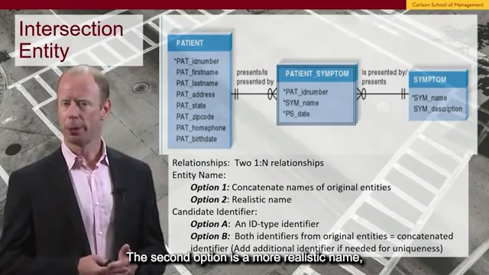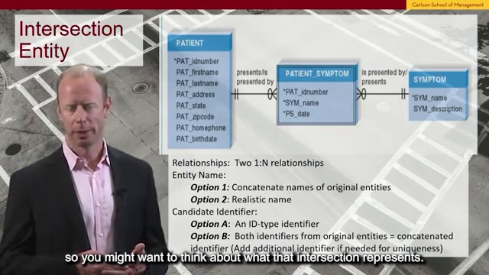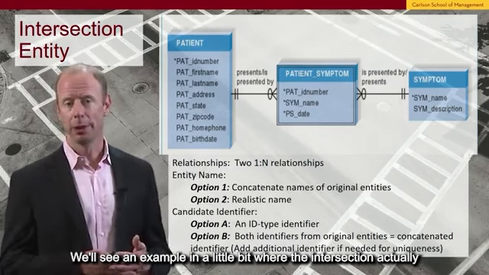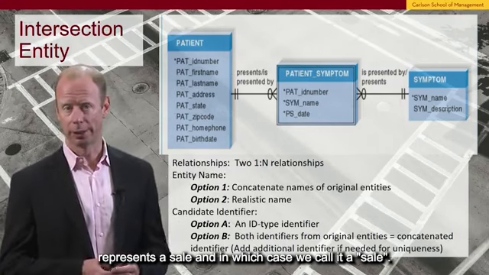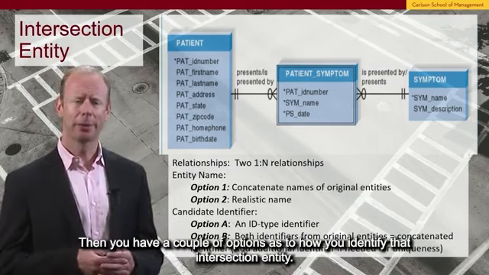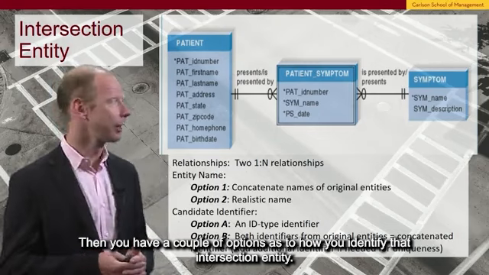The second option is a more realistic name. So you might want to think about what that intersection represents. We'll see an example in a little bit where the intersection actually represents a sale, in which case we'd call it a sale. And then you have a couple of options as to how you identify that intersection entity.